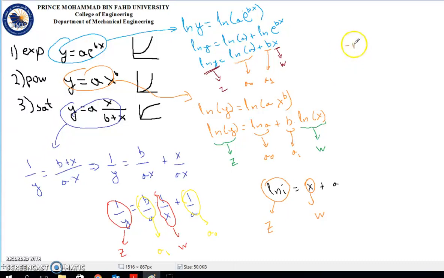Let's look at another case. We would have minus r equals k times c to the power of n. We want to get rid of this power. So we'll have ln(minus r) equals ln k plus n times ln c. So these are w, these are z, and these are the two constants.